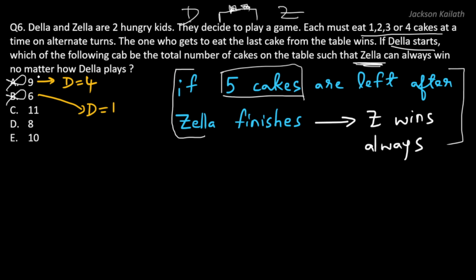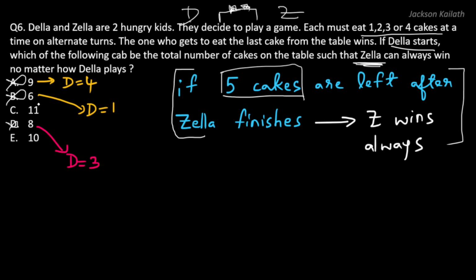And you can also see, if you quickly skim, this is the same case for option D as well, because if Della just eats 3 cakes, there would be 5 cakes left on the table, and then you can see that Della will win no matter how many cakes Zella eats. Now we are left with option C and E, which is 11 and 10.